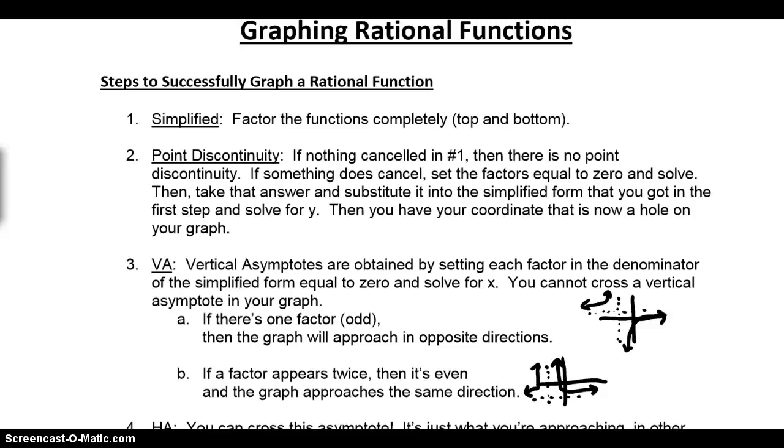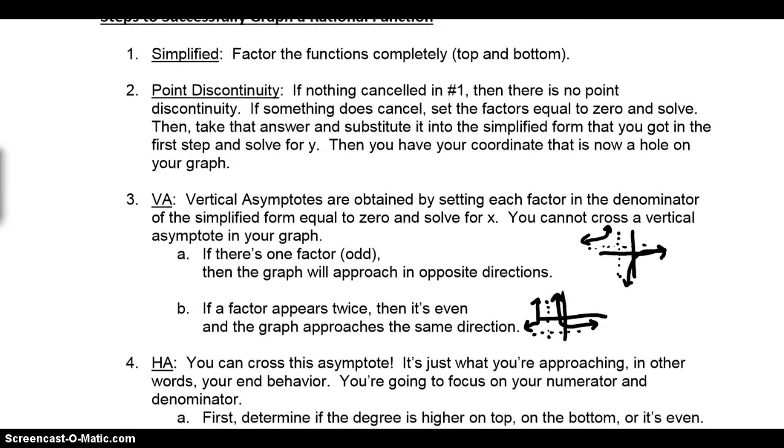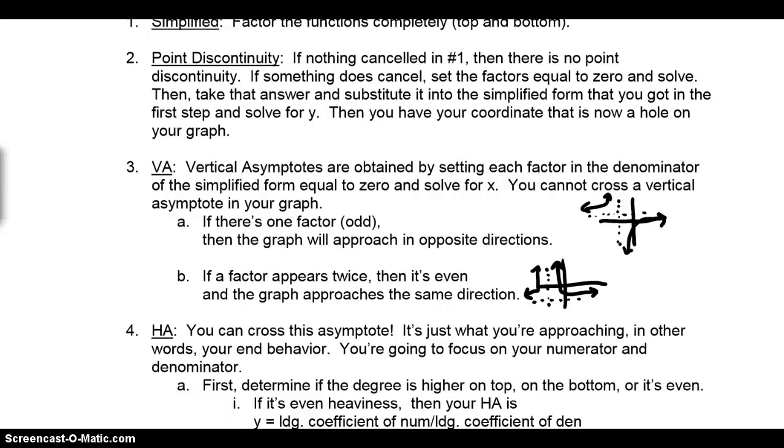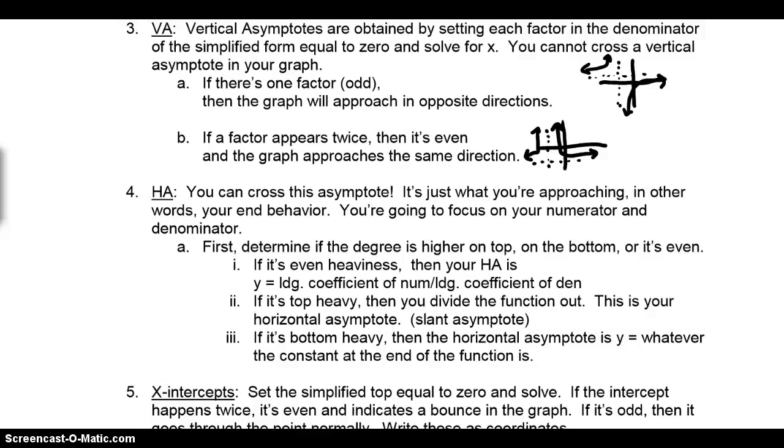Hi guys, we're going to go ahead and cover today how to finish these rational functions that we have been graphing. I already covered how to simplify, what point discontinuity is, vertical asymptotes, and horizontal asymptotes. The only kind I did not cover, which is not even a horizontal asymptote, is the slant asymptote. So today I'm going to talk about that one right there.